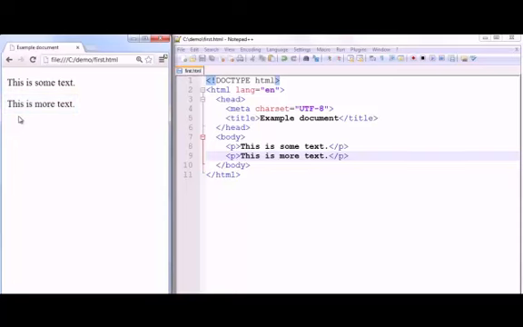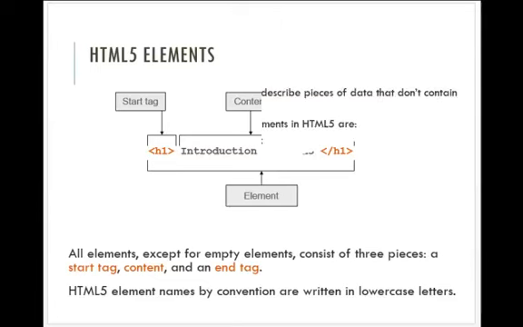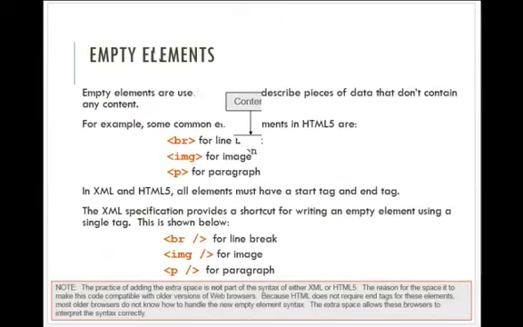Well, that concludes this video. Let's quickly recap what we've seen in this last video. All elements except for empty elements consist of three pieces: a start tag, content, and an end tag. HTML5 element names by convention are all written in lowercase letters. We primarily use empty elements to describe pieces of data that don't contain any content.